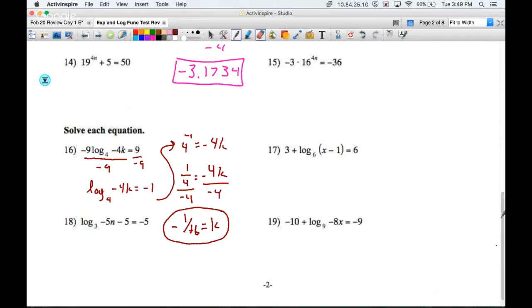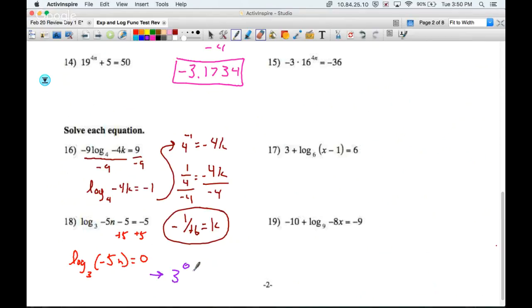Let's see, is there another one that we should do? I guess 18. Let's add 5 to both sides. Log base 3 of -5n equals 0. Rearrange this into exponential form.